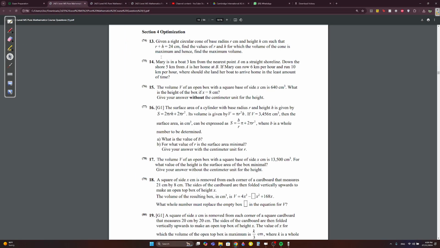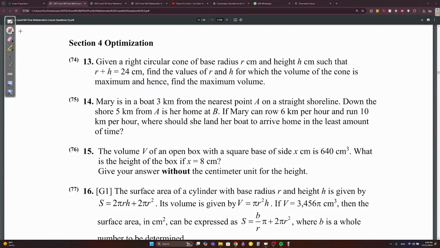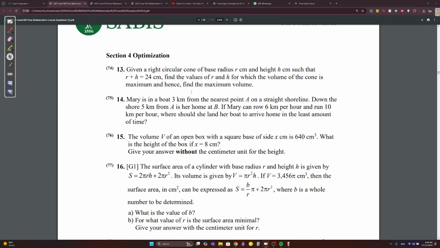Anyway, let me start. Given a right cone of base R and height h, such that R plus h is 24, find the values of R and h for which the volume is maximum, and hence whatever. Okay, volume of a cone is 1 over 3 pi R squared h.